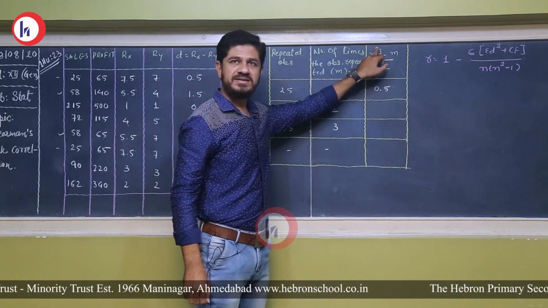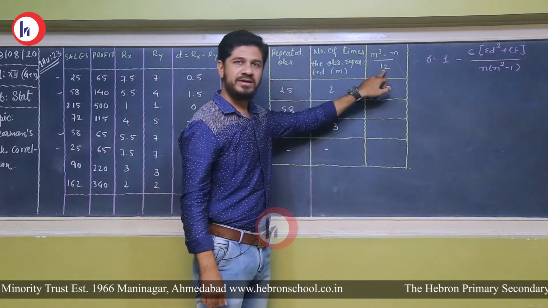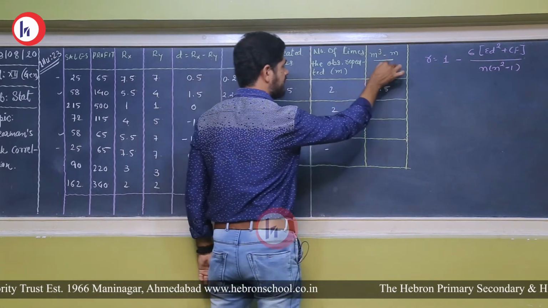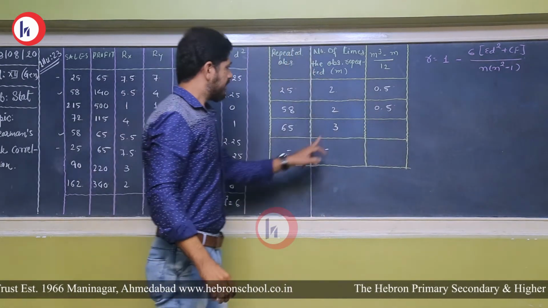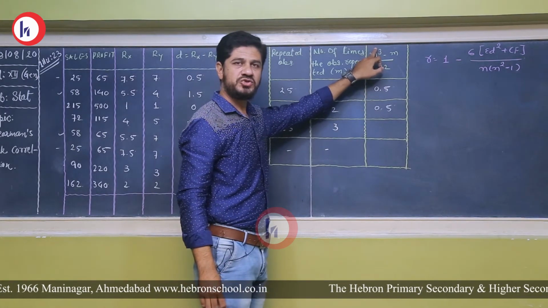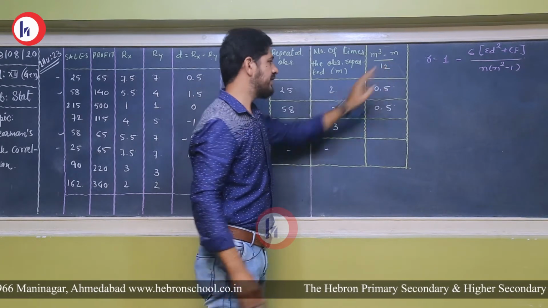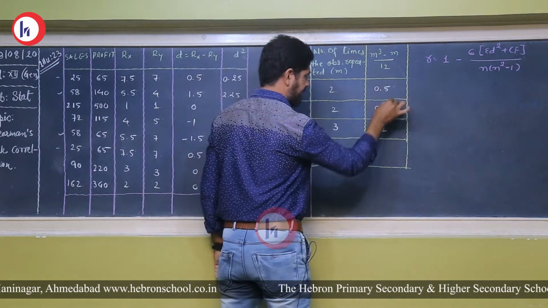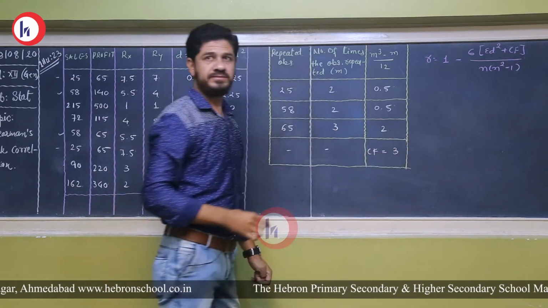2 cube, that is 8, minus 2, 6, divided by 12, it is half, 0.5. Again 2 cube minus 2 upon 12 will get 0.5. Now 3 cube, 3 into 3, that is 27, minus 3, 24, divided by 12, so 12 twos are. So the sum is 3. This is called CF, the correction factor.